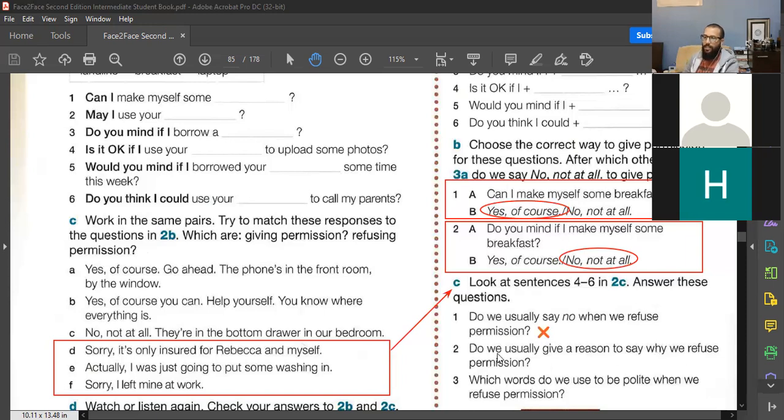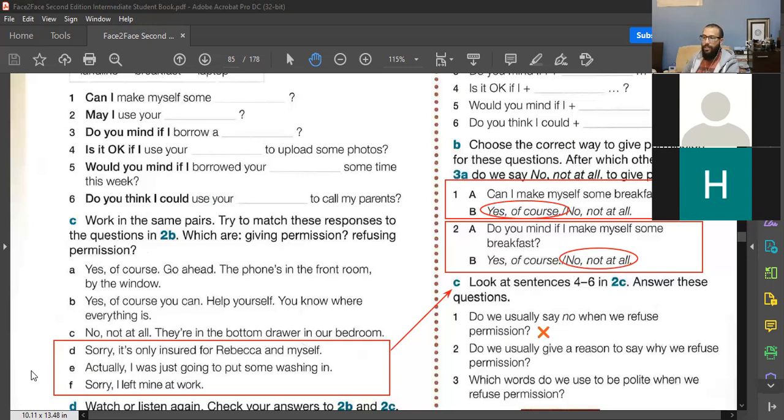Okay, second question says, do we usually... Maybe it's more polite, we don't say no. You're right, exactly, Sana. The idea is if we want to be more polite, we shouldn't say no. Because saying no is not very gentle, it's not very polite. It's better to say something else.